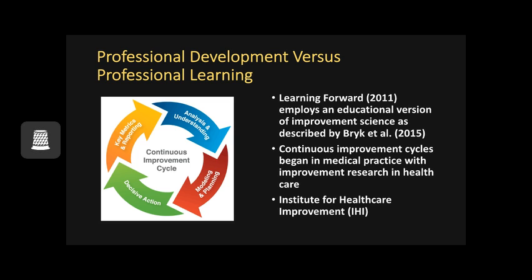Bryk et al. in 2015 describes the continuous improvement cycle as a strategy to identify goals after analysis and understanding of an educational problem, model and plan an intervention, carry out the intervention, assess the effect of the intervention, and then rethink how effective the intervention was. Next, decide what of the intervention stays, what goes. Start again with what is next.